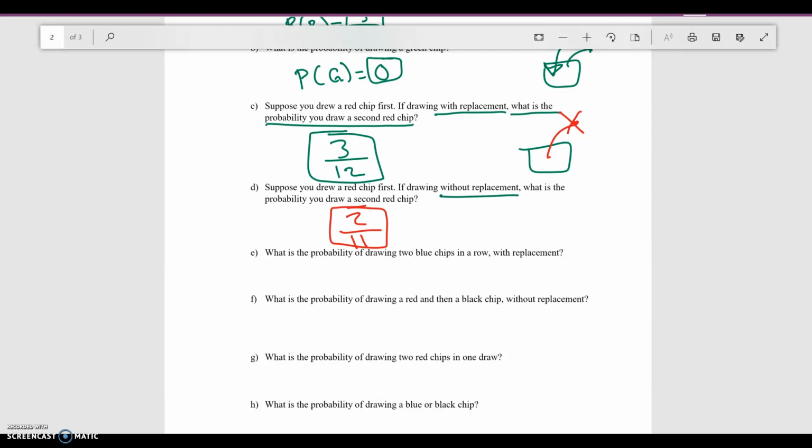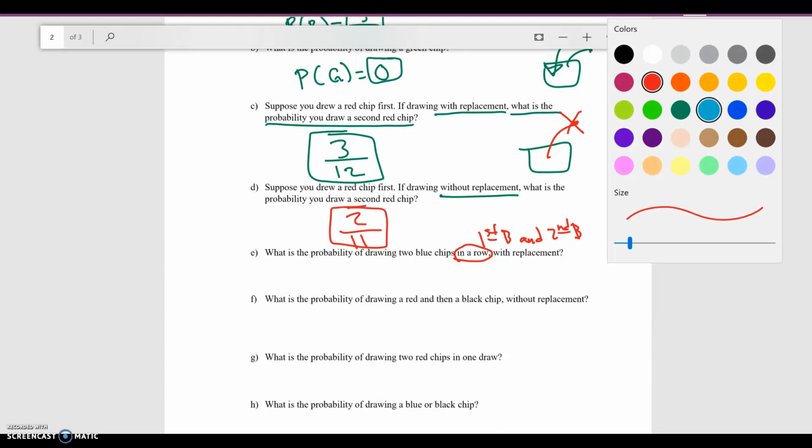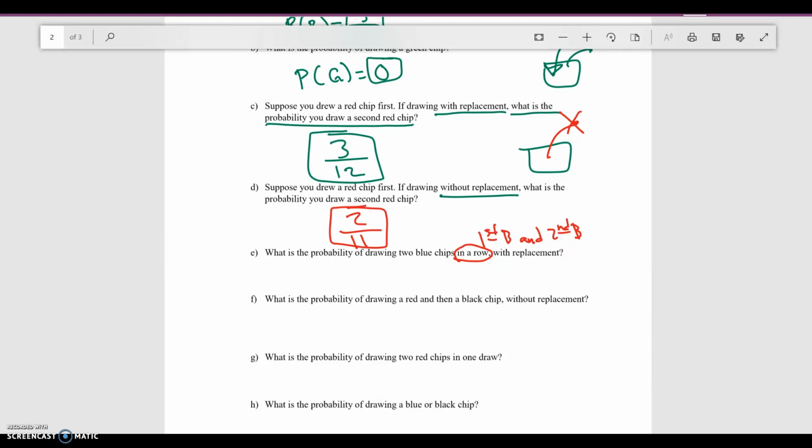All right, so what is the probability of drawing 2 blue chips in a row with replacement? Now, here the key word is "in a row." So "in a row" means that I get the first one being blue and the second one being blue. Okay, that's what "in a row" means. So whenever you see the words "in a row," that just means that I'm getting a blue chip and then I'm getting another blue chip.